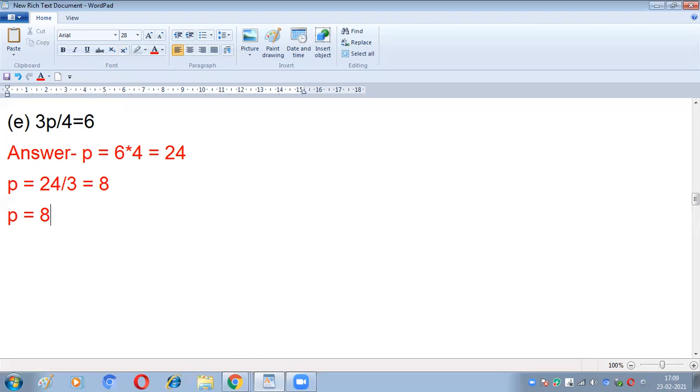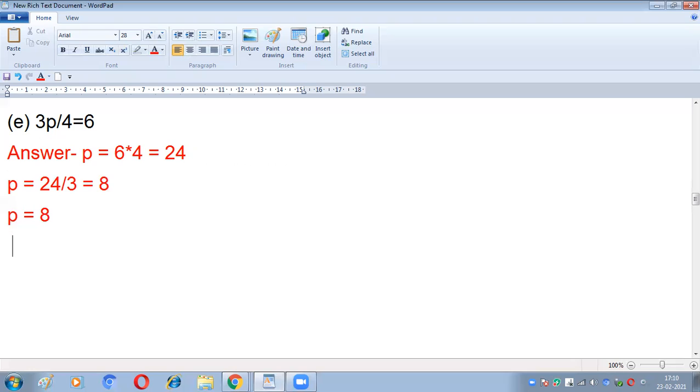P is equals to 8. And if you want to do this, that means 3p will move to this. First we will move 3p to right hand side, and at the last we will use divide by 4. So if you want to try it, you may. Let me solve it. 3p upon 4, which is equals to 6, and if you are using this variable number first, let me show you.